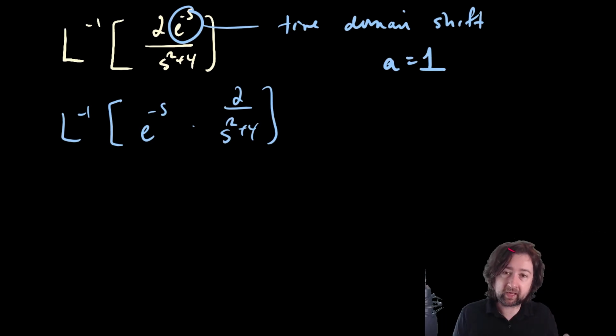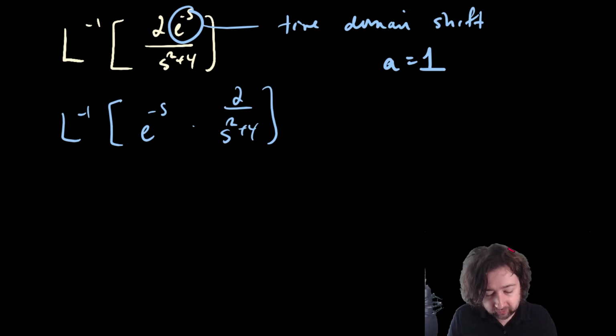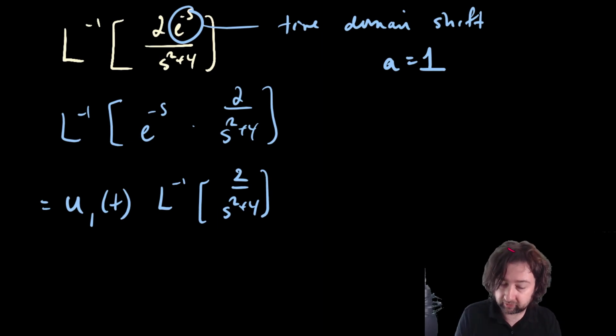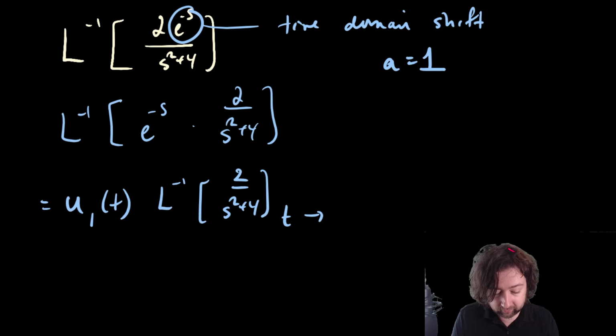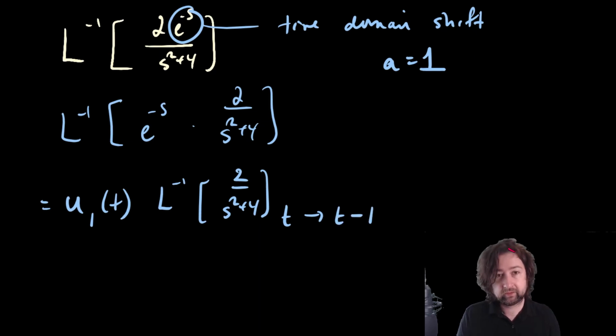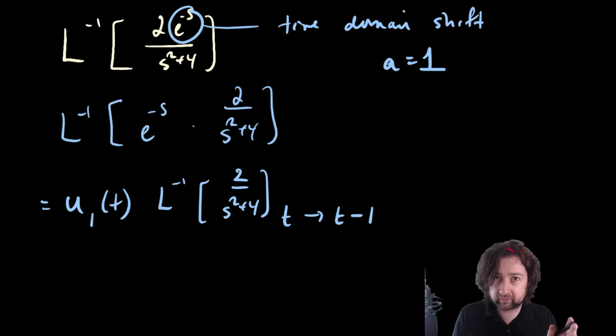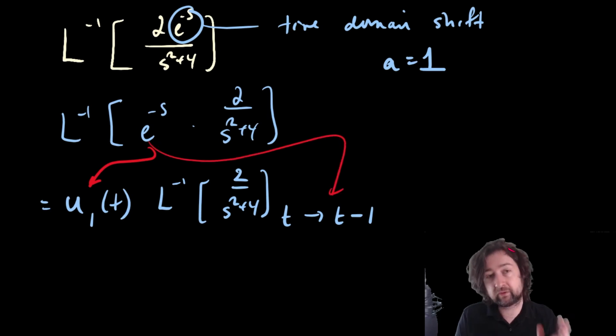So how am I going to record the action of this e^(-s)? One way to do that is to write down that you're going to have a u_1(t), and then you're going to have an inverse Laplace transform of 2 over s squared plus 4, but then you have to remember that you're going to shift the variable in the end, that the t that you're going to get is going to be replaced with t minus 1, so that you get the shift in the function as well. So this is the basic way that you untangle the effect of this exponential in the Laplace domain. It turns into a step function, but it also shifts the function as well.